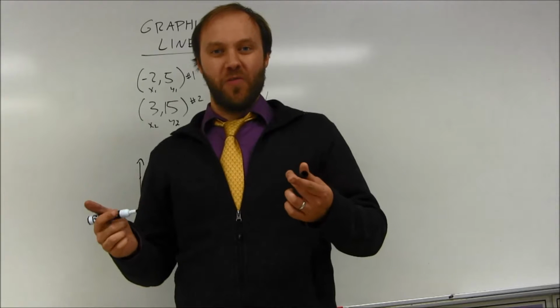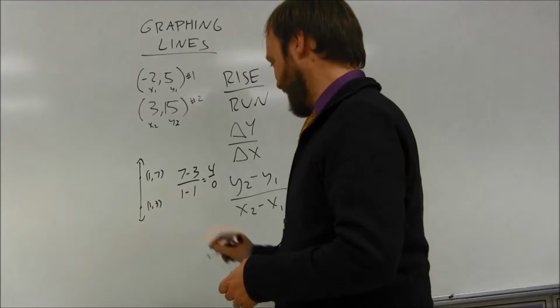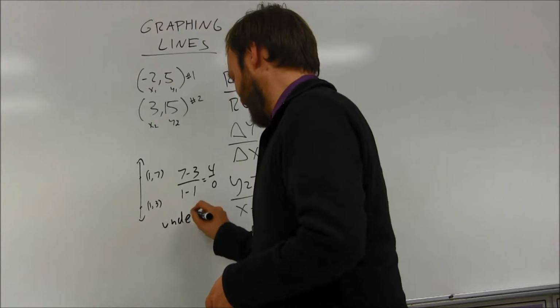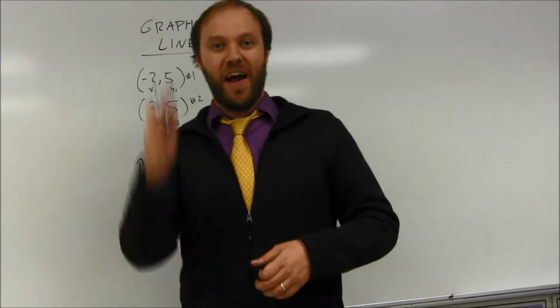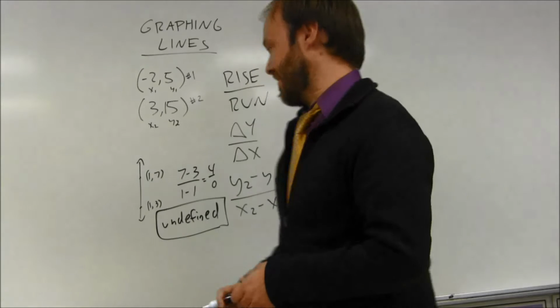4 divided by 0 is really, you kind of think of it as being infinite. 0 goes into 4 as many times as you want it to go into 4. So that's why we say this is undefined. Your calculator actually basically crashes when you find a slope that's undefined. So those are your vertical lines, undefined slopes.